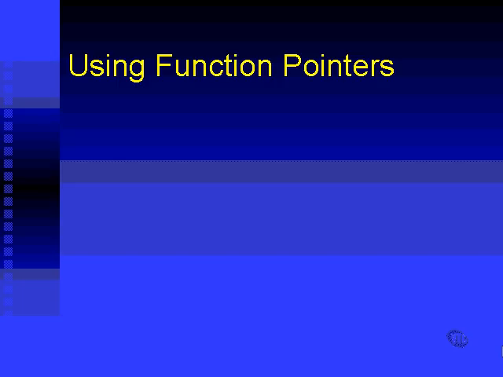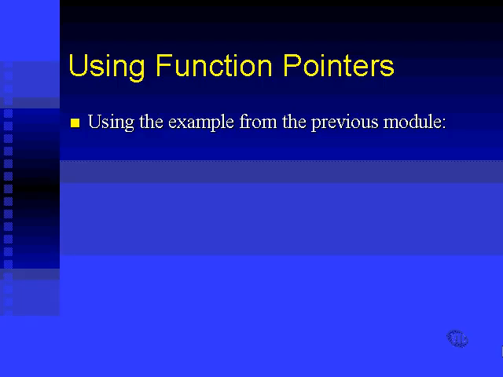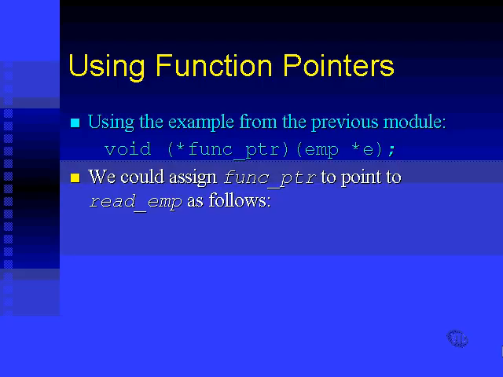Now that we've seen how to declare a function pointer, let's see how we actually go about using one. Let's use our example from the previous module. Remember this function pointer, we should be getting used to the sight of it by now. We could assign this particular function pointer to point to reademp. Remember reademp, which was going to read in a single employee, as follows.